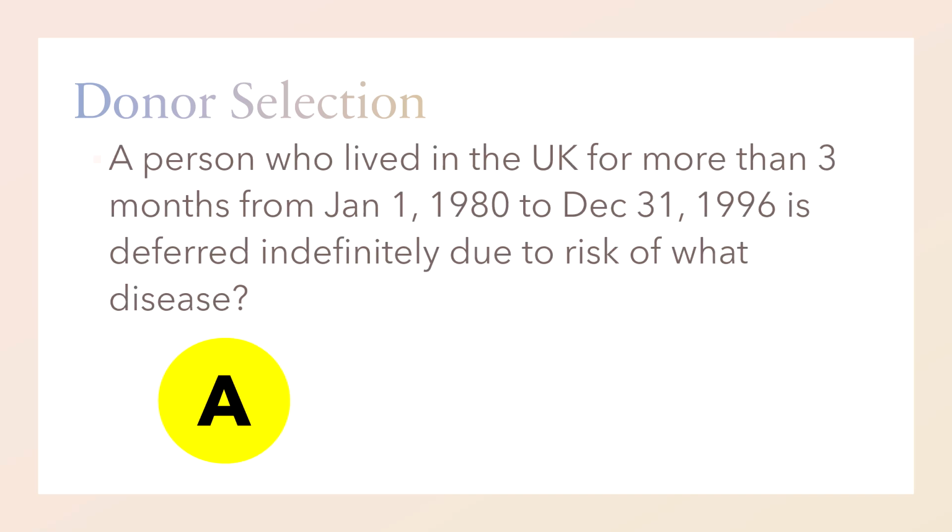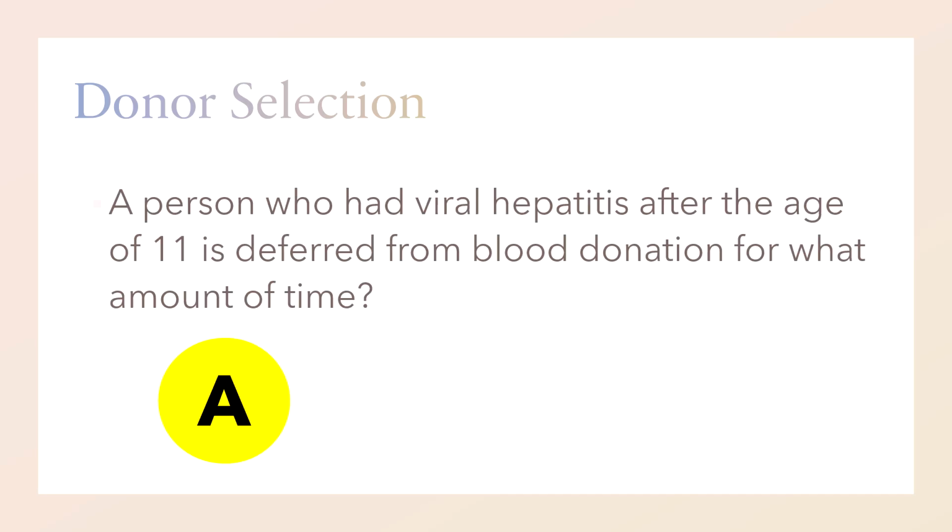A person who lived in the UK for more than 3 months from January 1st, 1980 to December 31st, 1996 is deferred indefinitely due to risk of what disease? Variant CJD. A person who had viral hepatitis after the age of 11 is deferred from blood donation for what amount of time? Permanently.